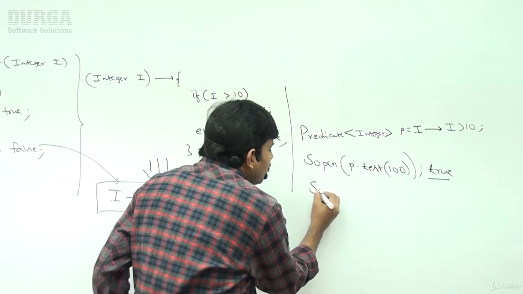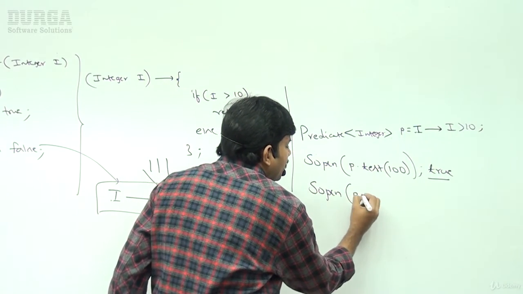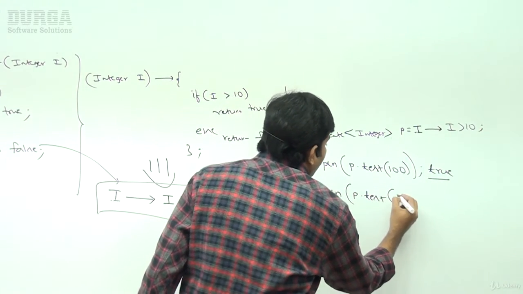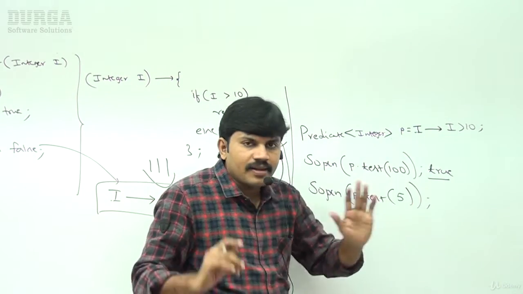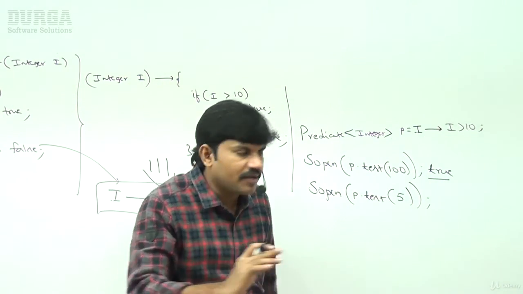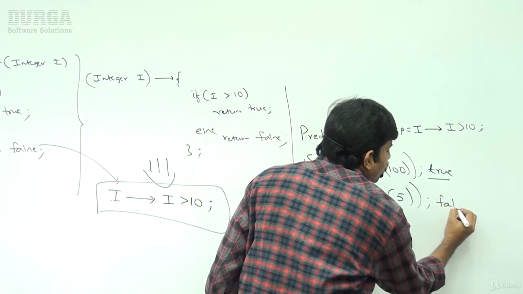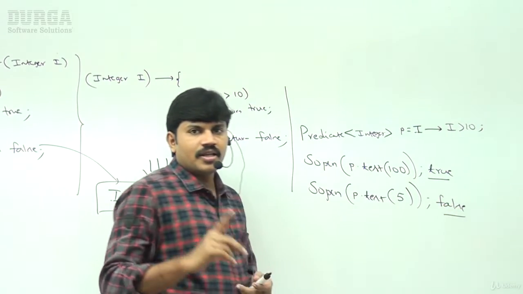Similarly, System.out.println p.test of 5, I am taking, sir. So is 5 greater than 10 or not? Is it true or false? False. That's why the output we are going to get is false. Are you able to understand, right?